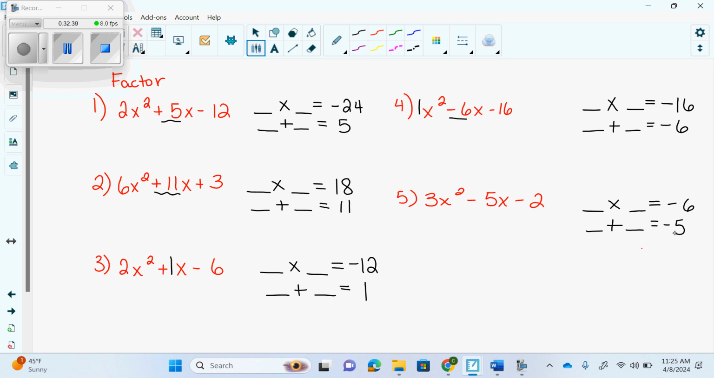Even if you're stuck at how to do decomp, try it. But even if you're stuck, at least get the numbers that would multiply to give you that number and add to give you that number. Get to that. Okay? All right. So these 5 questions are due for tomorrow. Make sure you're done them.